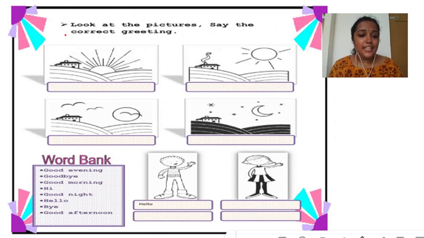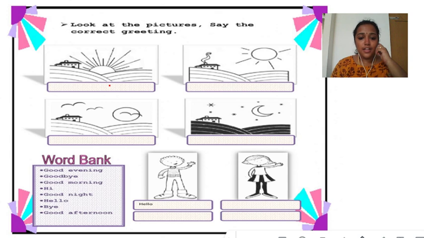Now look at the pictures and say the correct greetings. This is a task for you. In this slide, you can see the different pictures, isn't it? And in the side column, you have a word bank also. So you have all the options within this word bank. The task for you is to match the correct greeting to the picture. This picture is being shown to you now, and you have to match the correct greeting from the word bank, the appropriate greeting that matches this picture.